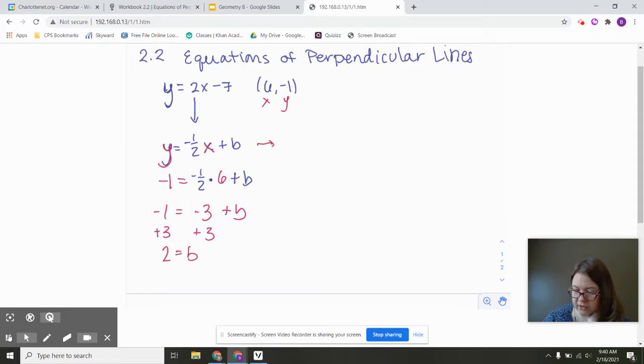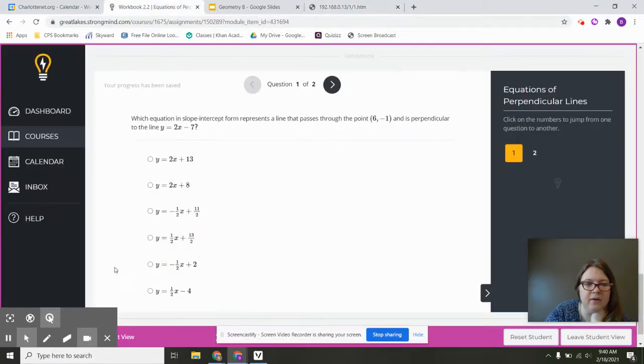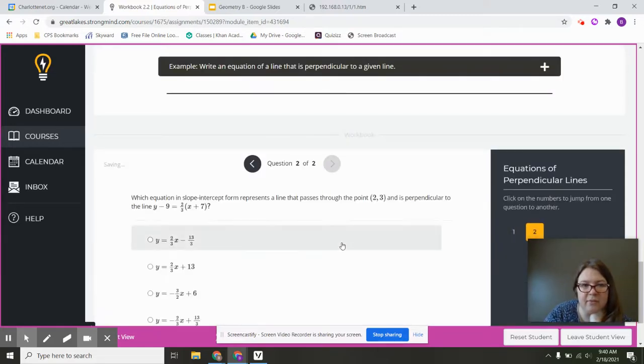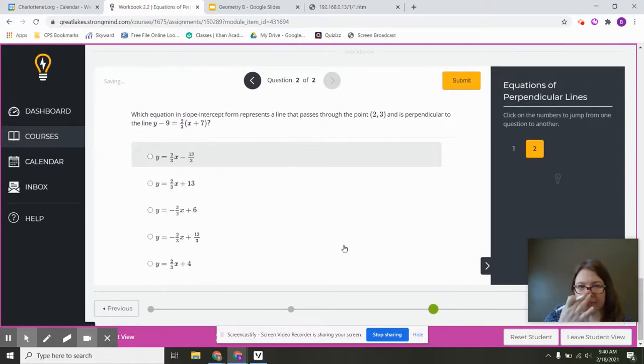So our final equation, now that we know b, we're going to put that in there. So our final equation will be y is equal to negative 1/2 x plus 2, just like that. So we look at our equation options, and we have one that is negative 1/2 x plus 2. Next one is asking for the same type of thing.